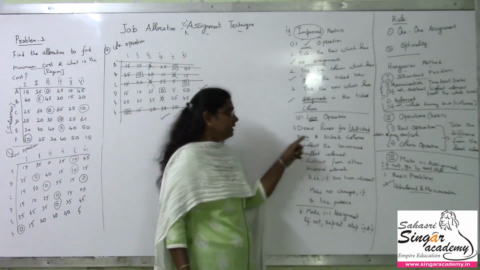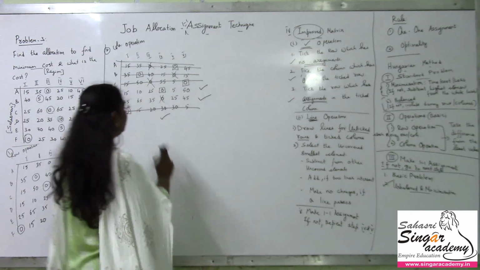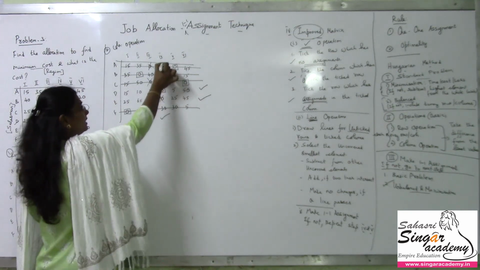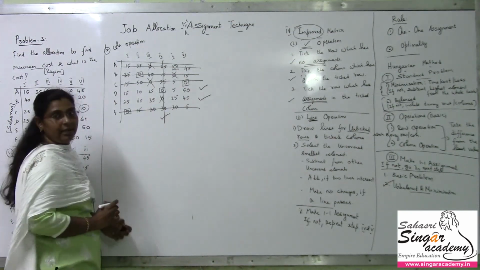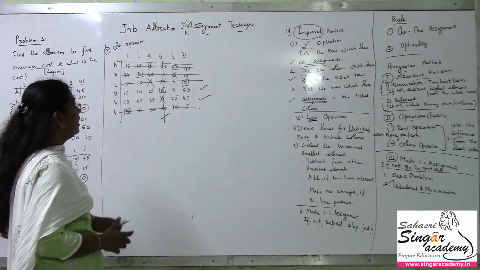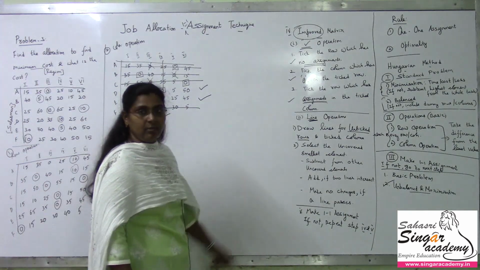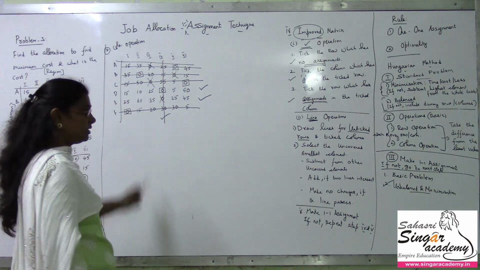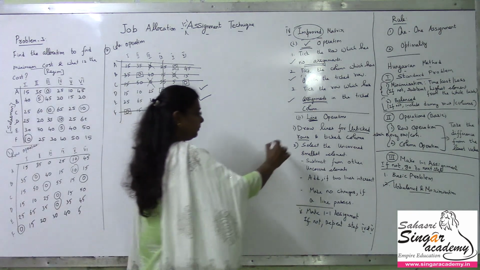Unticked rows and ticked columns. How many columns have we ticked? Only the fourth region is ticked. So draw lines here. Is it okay? Draw lines here, make it clear. Unticked rows and ticked columns. Is it okay? Fine. So this step is over.